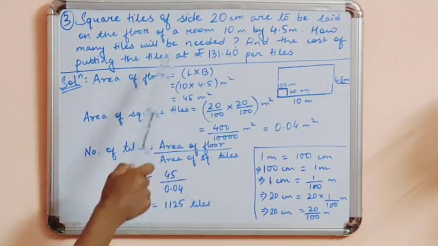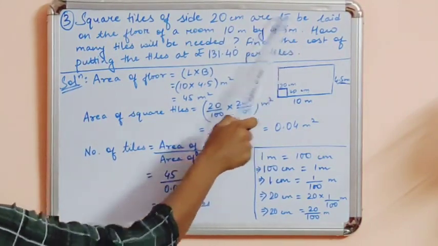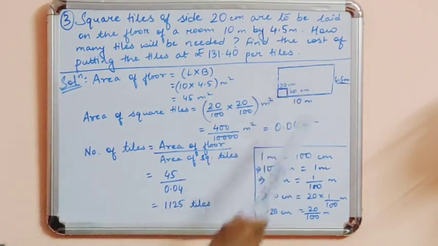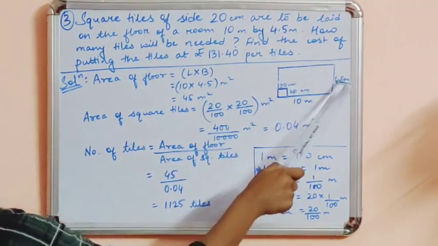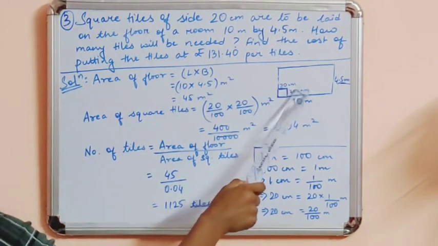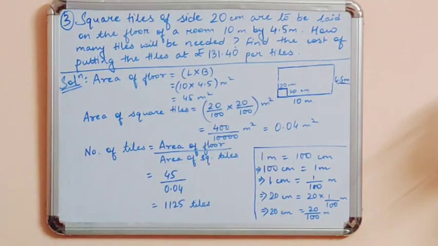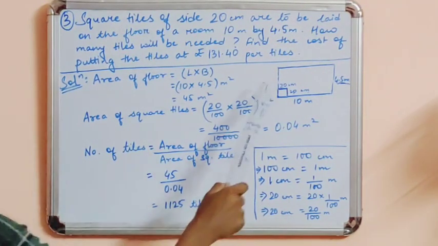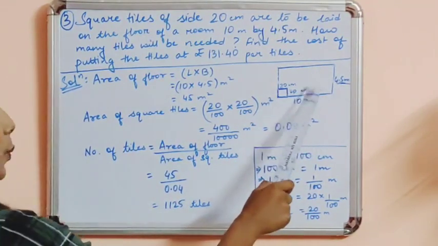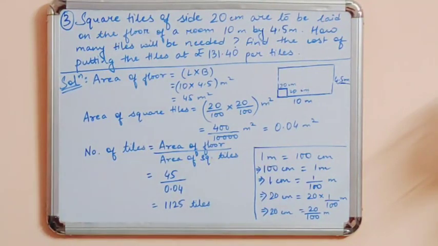Okay, see here, the floor of a room is 10 meter by 4.5 meter. From this line, we can conclude that this is a rectangular floor with dimensions 10 meter by 4.5 meter. And we have to lay square tiles on it, the dimensions of which are 20 centimeter. So here there is a rectangular floor and we are laying square tiles and covering up the space that the floor is enclosing.